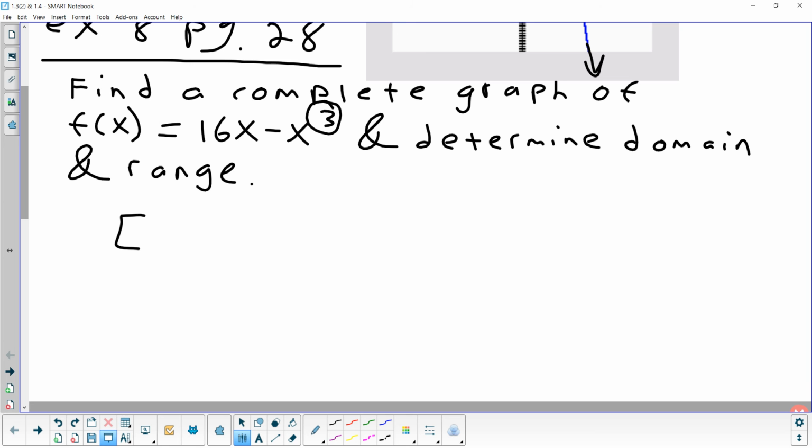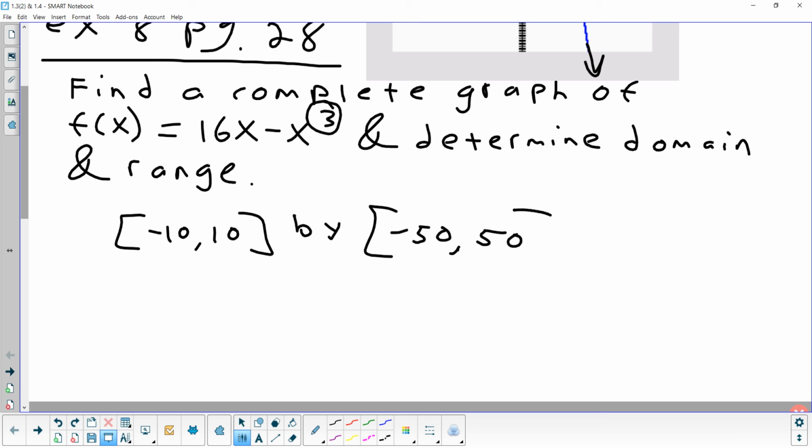So our window was, I think we did negative 10 to 10. That's your x min, x max. And then do we do negative 50 to 50? Is that what we went with for the y min and max? Yes. Okay, so find a complete graph, good.